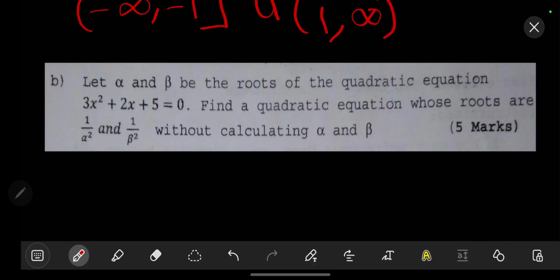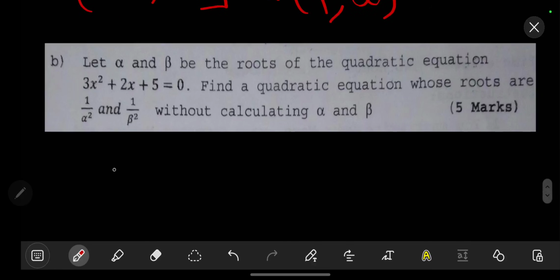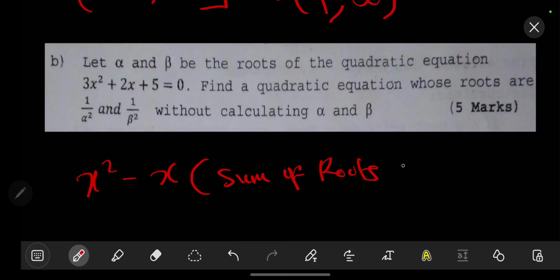So what we are going to do is say the formula for a quadratic equation is x squared minus x times the sum of roots, plus the product of roots. In fact, the product of new roots. So this is the formula. Therefore we need to first find the sum and the product.